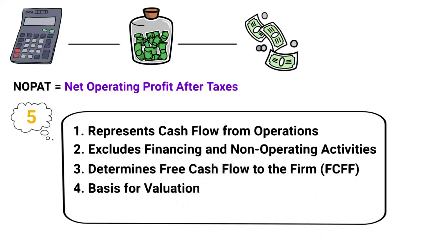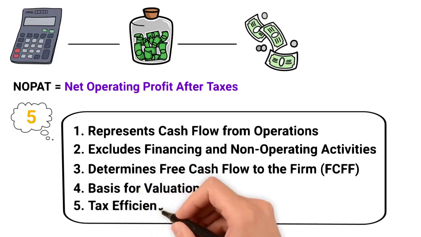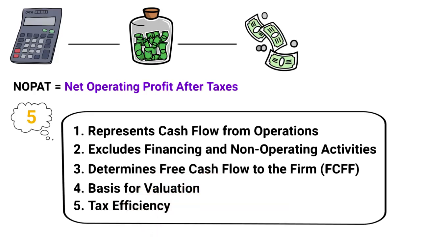Number four, basis for valuation. In a DCF analysis, the present value of future cash flows helps us estimate a company's intrinsic value. NOPAT provides the starting point for this valuation process, representing the cash generated from the core business activities. Number five, tax efficiency. By accounting for taxes, NOPAT ensures that the DCF analysis reflects the after-tax profitability of the company's operations, which is essential for determining the present value of cash flows available to equity investors.